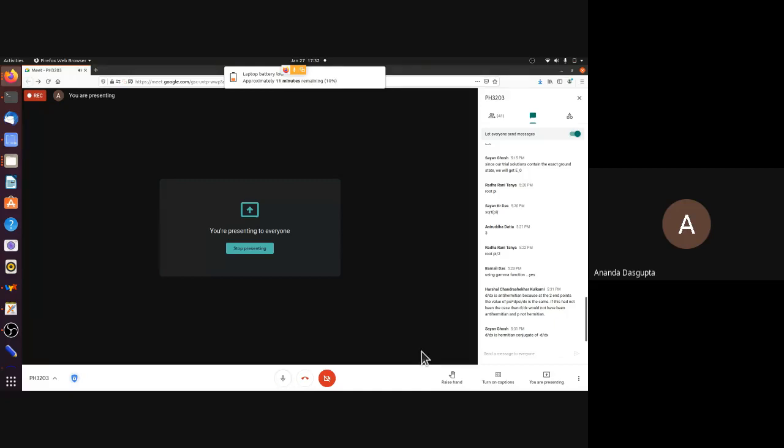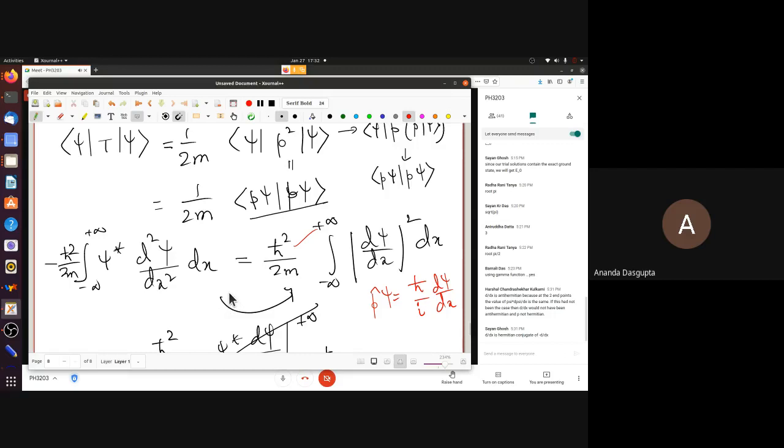Okay. d/dx is anti-Hermitian because the values at the two endpoints are the same. If this had not been the case, then d/dx would not have been anti-Hermitian and p not Hermitian. That is the exact answer. That's the connection between the two statements. Actually, the statement that the Hermitian conjugate of d/dx is minus d/dx is not true in general. Or the statement that the momentum operator h cross by i d/dx is Hermitian is actually not a correct statement. Or it's an incomplete statement.